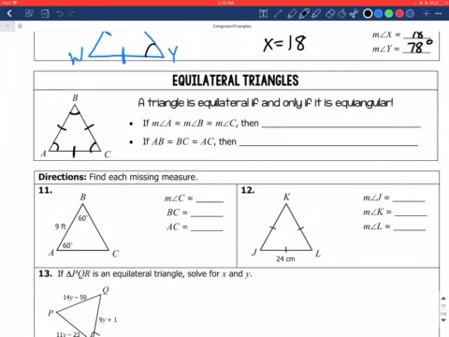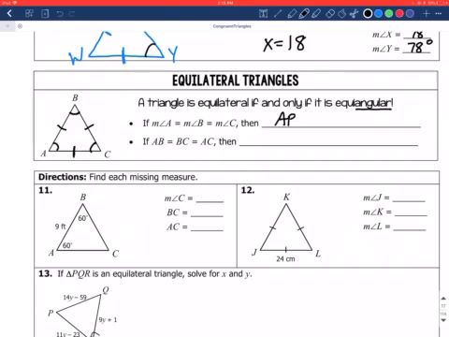Technically, an isosceles triangle is any triangle that has two or more congruent sides. So technically, an equilateral triangle has two or more congruent side pairs and congruent angle pairs. So an equilateral triangle is an isosceles triangle as well. But a triangle is equilateral if and only if it's equiangular. In other words, the angles have to be the same as well.